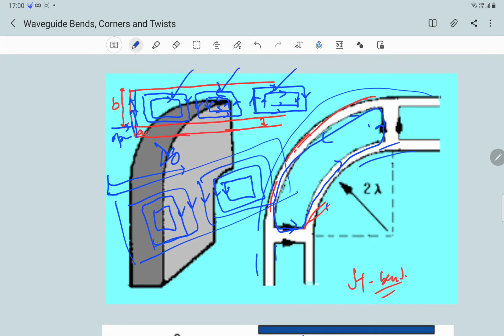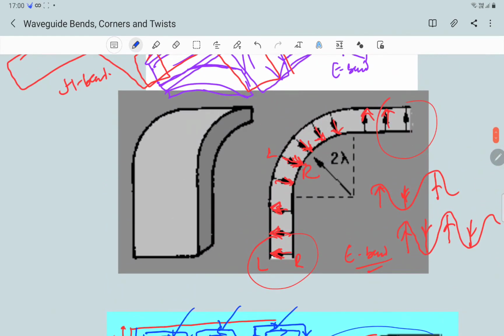So in a nutshell, an E bend distorts the electric field and an H bend distorts the magnetic field. But in order to minimize these distortions or reflections, the radius of these curves should be greater than 2 times the guided wavelength. In the case of an H bend, it has to be 2 lambda g. This equation stands valid for an E bend as well. The radius has to be greater than 2 times lambda g.